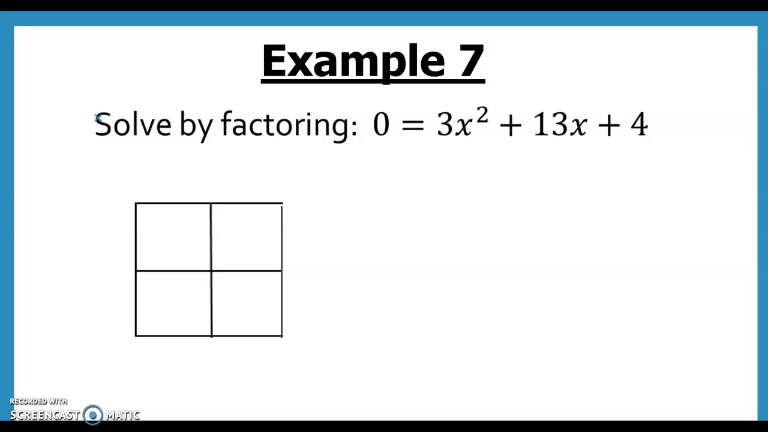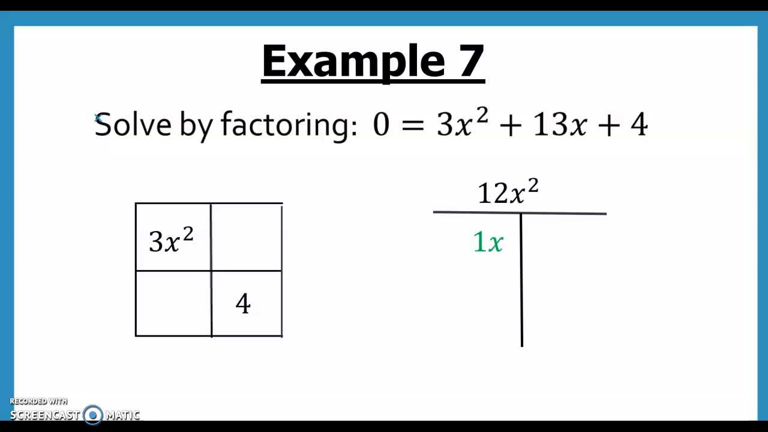Solve by factoring 0 equals 3x squared plus 13x plus 4. There goes the 3x squared in that box. There goes the 4 in that box. I come over here, I multiply them together. 12x squared, 3 times 4 is 12.